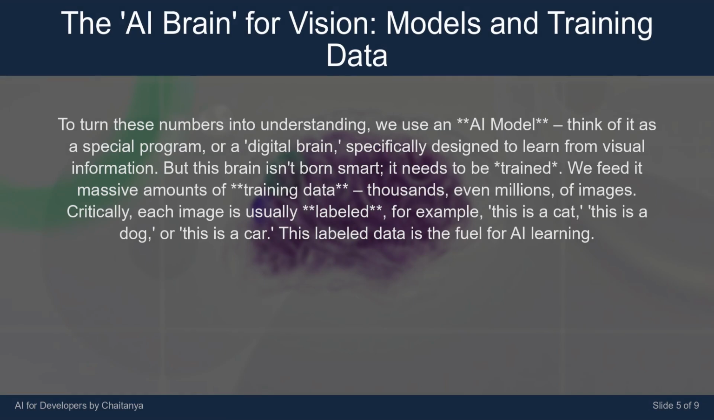To turn these numbers into understanding, we use an AI model. Think of it as a special program, or a digital brain, specifically designed to learn from visual information. But this brain isn't born smart. It needs to be trained. We feed it massive amounts of training data, thousands, even millions, of images. Critically, each image is usually labeled. For example, this is a cat, this is a dog, or this is a car. This labeled data is the fuel for AI learning.